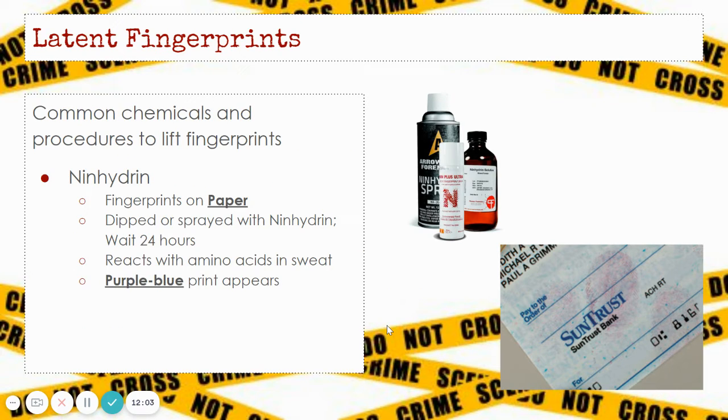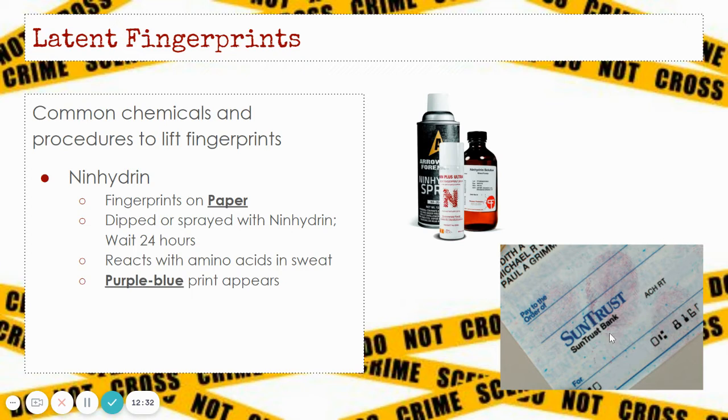There are also processes called fuming. So fuming is when we use different chemicals in different situations to visualize a print. So we could have ninhydrin fuming. This is for fingerprints that are left on paper. So if we spray or dip the paper in ninhydrin, wait 24 hours, that chemical is going to react with the sweat from the person's hands, and you'll get this purple or blue print. So that's how we can visualize it specifically on paper.